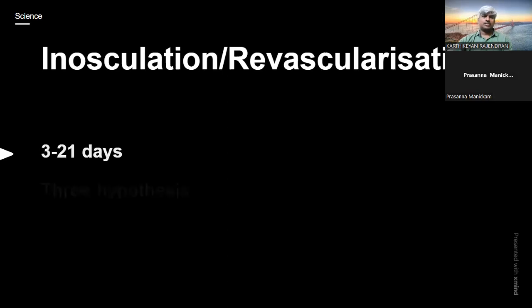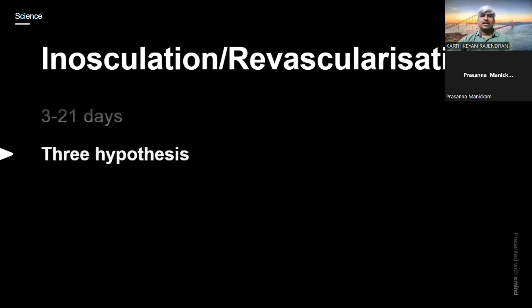Here, there are three hypotheses for how revascularization occurs in the graft. The graft has blood vessels and the wound bed also has blood vessels. So they will anastomose end to end like this. The cut ends anastomose with each other and the blood supply is regained.